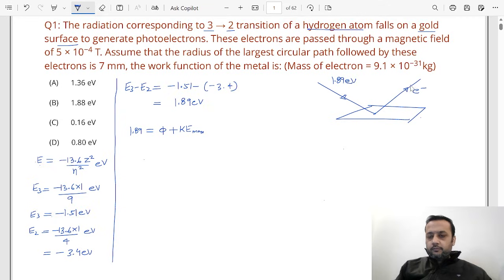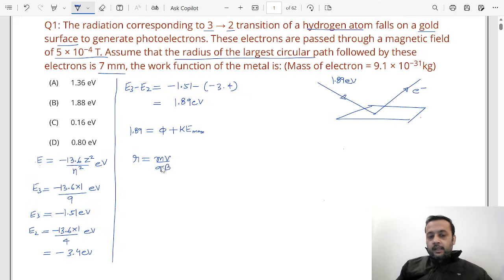Now these electrons are made to revolve in a circular motion in the magnetic field, and it was observed that the largest radius is 7 millimeter. The value of the magnetic field is this. You know that the radius of the circular motion in the magnetic field is given by mv by qB. R equals mv by qB, the radius of the circular motion.